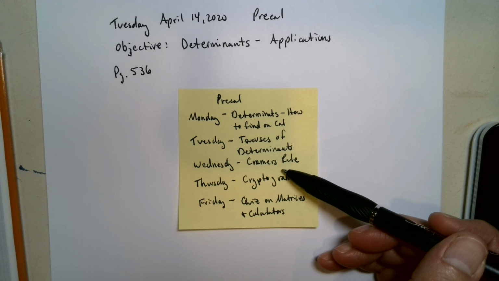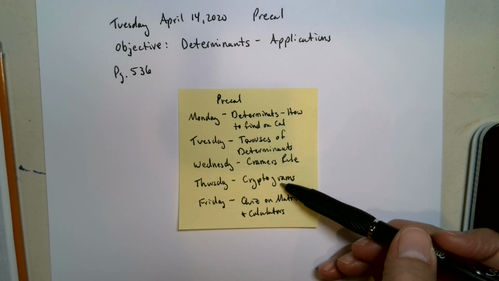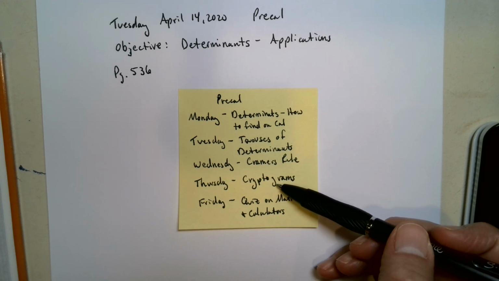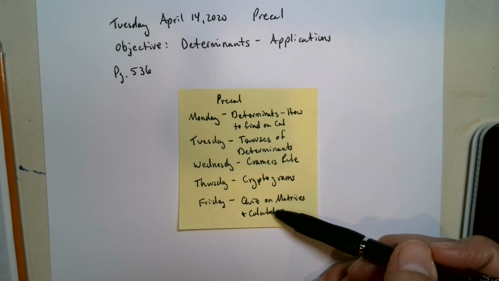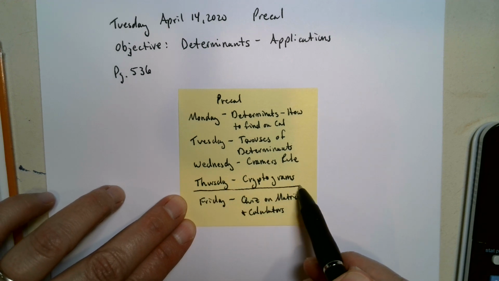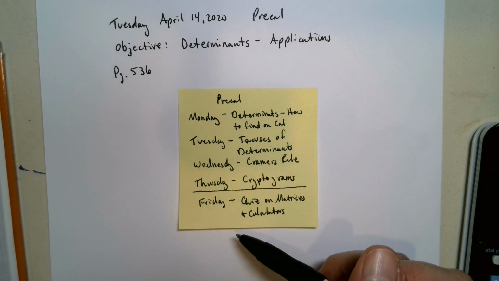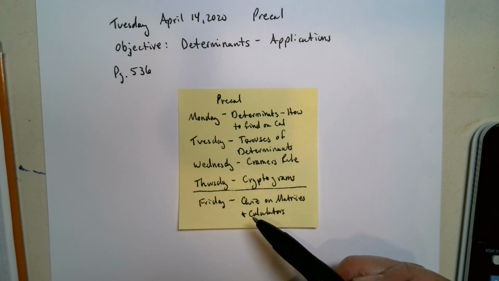Tomorrow we are going to talk about how to use determinants in the process of using Cramer's rule. Thursday, we're going to talk about inverses, matrices, and cryptograms. Remember that all of these assignments are due by Thursday midnight, and then we will have our quiz on Friday.